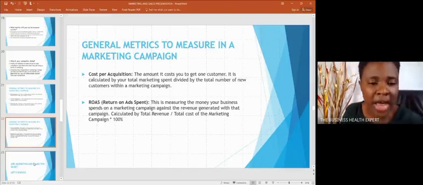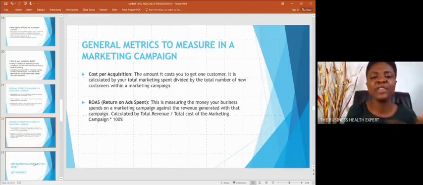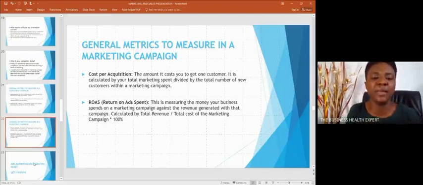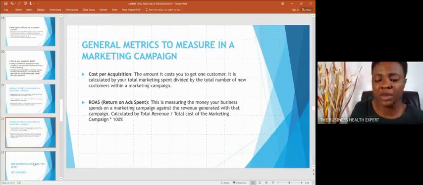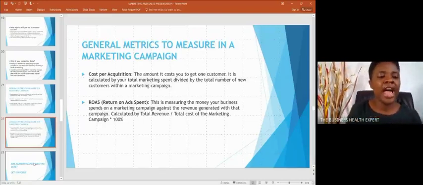Then return on ad spend. This is measuring the money your business spends on a marketing campaign against the revenue generated within that campaign. It's calculated by the total revenue divided by the total cost of marketing times 100%. It is usually in percentage.